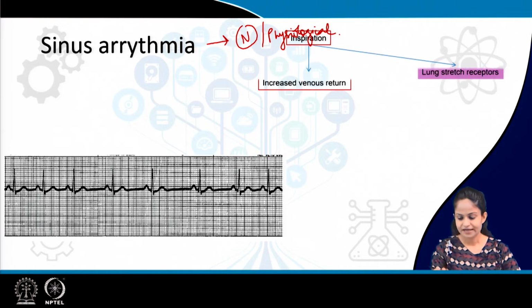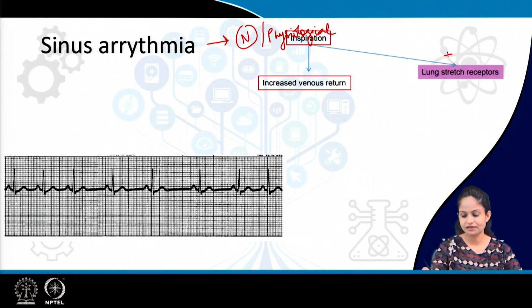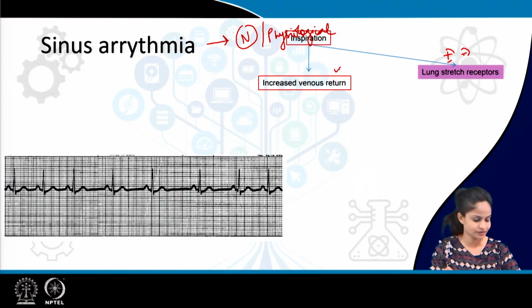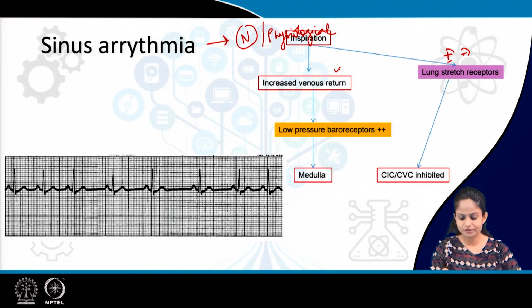venous return as well as stimulation of the lung stretch receptors. Now, this increase in the venous return will cause stimulation of the volume receptors, that is low pressure baroreceptors, which are mainly present at the level of the atrium. So, this will get stimulated and this will cause activation of the medulla via the vagus nerve or 10th cranial nerve.